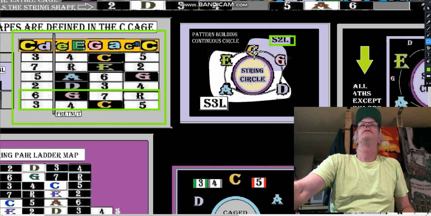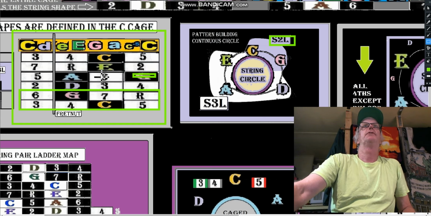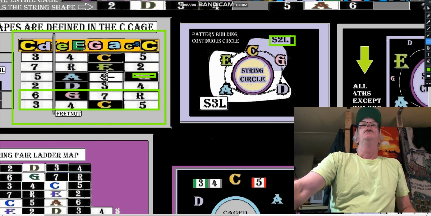If you start on the string circle and you go around C, G, D, A, E, it goes C, G, D, A, E. Okay, don't worry about this G here. Don't worry about that. It's just a note. That's for the next gauge up, because A is a short string shape. A is always the 5/6. So then we have our little S3L.